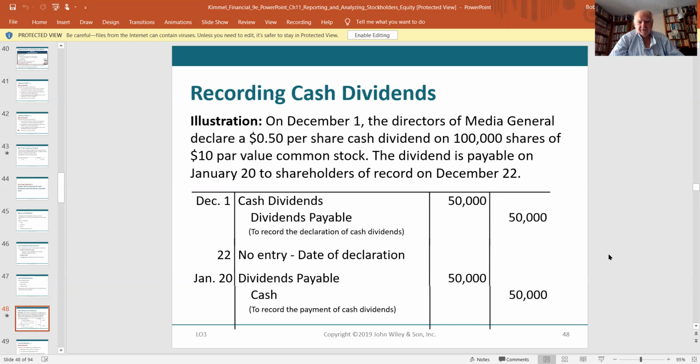Debit, they're saying debit dividends. It's really debit retained earnings. It's the same thing. The other book, and the way we all learned it, was you debit retained earnings, but that's okay. You debit dividends or retained earnings, credit dividends payable. On the record date, there's no entry, just you figure out who's going to get the dividend. And then on the payment date, you debit dividends payable and credit cash.